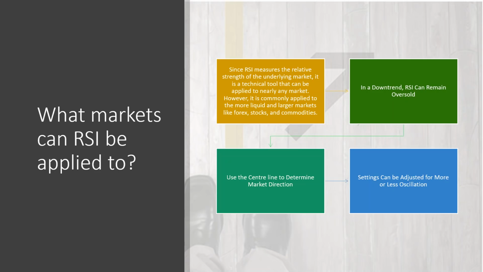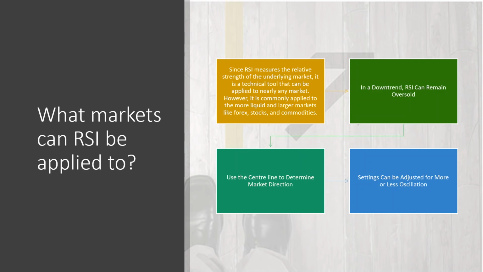Now, since RSI measures the relative strength of the underlying market, it is a technical tool that can be applied to nearly any market. However, it is commonly applied to the more liquid and larger markets like forex, stocks, and commodities. So in a downtrend, RSI can be oversold. In an uptrend, RSI would most likely become overbought.